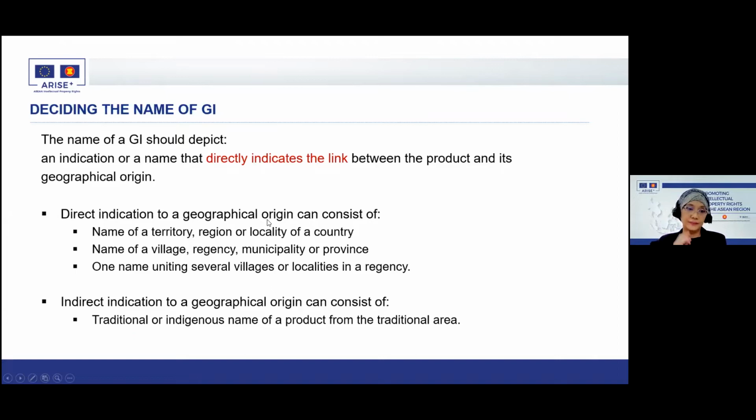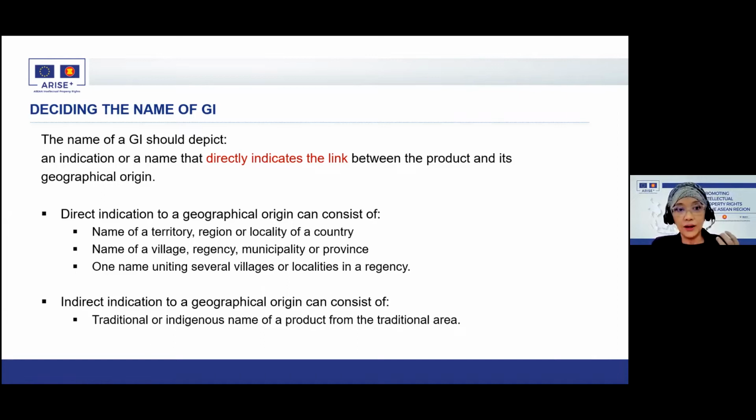Now, let's elaborate on how to decide the name of a GI. The name of a GI should depict an indication or a name that directly indicates the link between the product and its geographical origin. It should directly indicate the link.